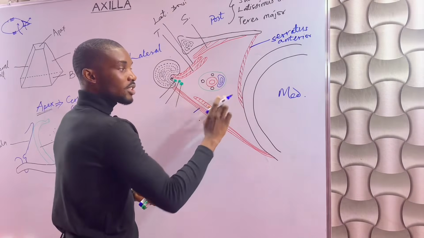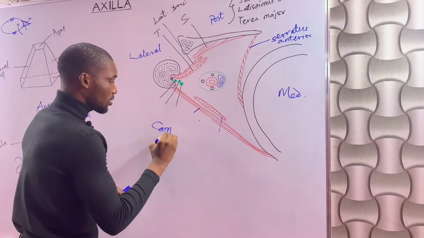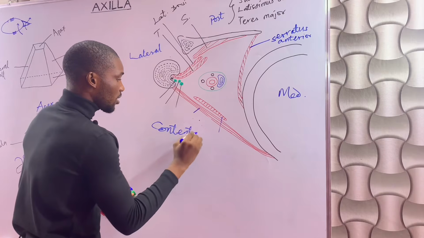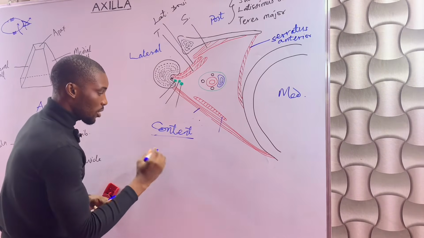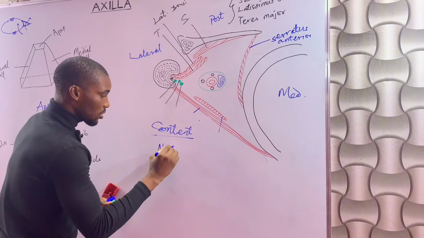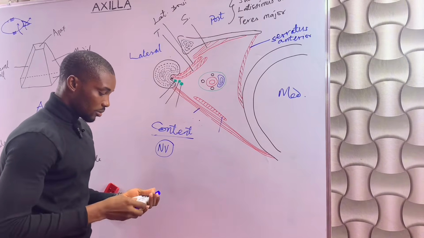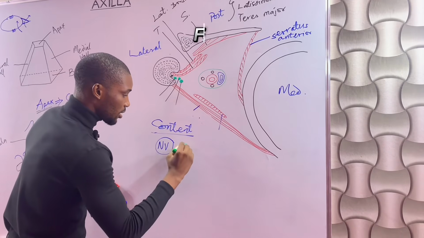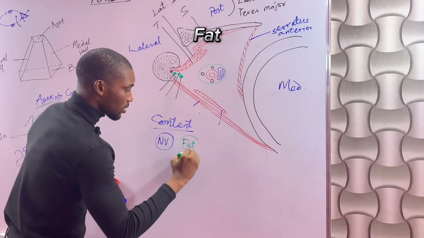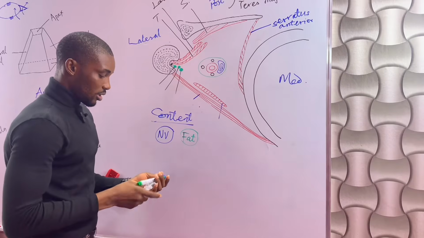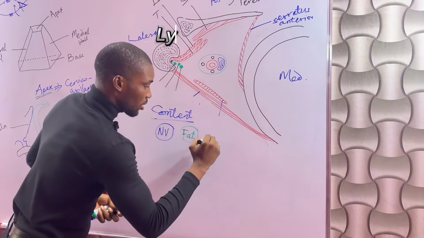So let's look at the contents of the axilla. For the contents of the axilla, just remember we have three major contents. One is the neurovascular bundle. Two is the fats. And then three is the lymph nodes.